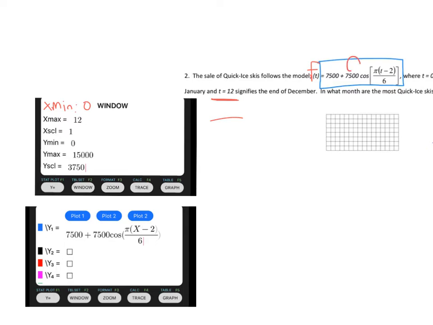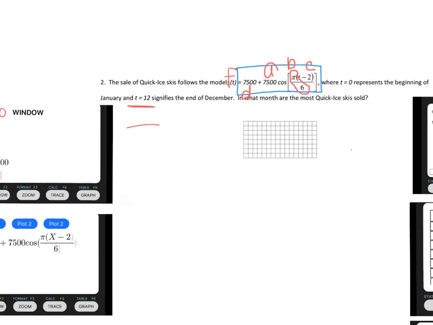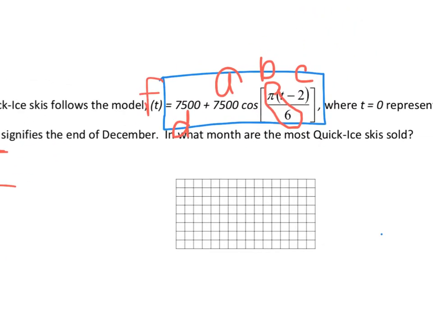This is your A, this is your B. Now it's weird because they put it with the pi over 6. This is your C, which is your phase shift, and this guy here is your D. So if you guys can really look in here, they try to mess with us with this one because of the fraction. So you can see the A is right next to the cosine. You can see the D because it's added to the side. Remember, this is our midline right here.